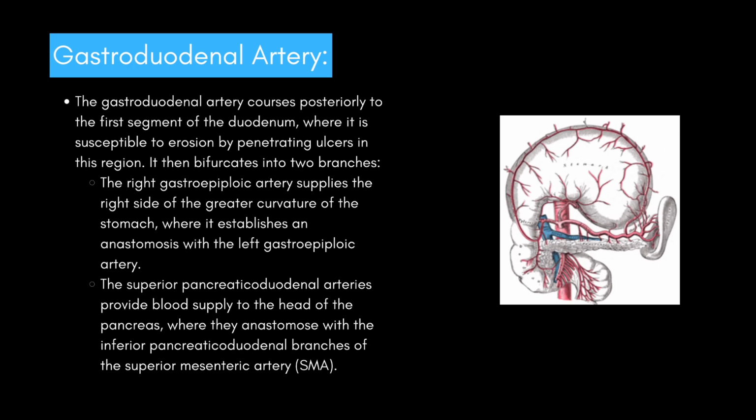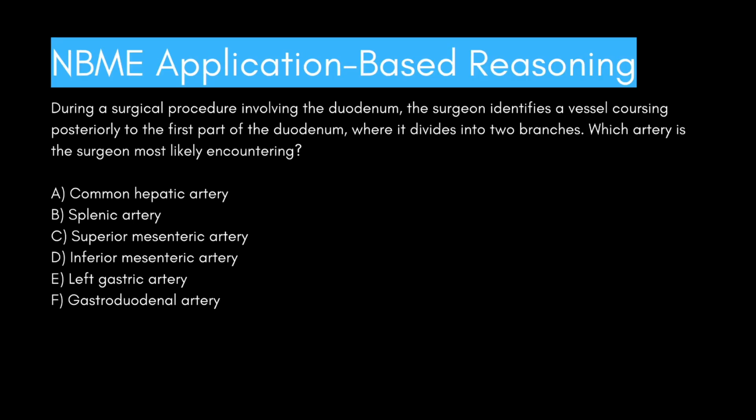Moving on. Let's go ahead and take a look at some questions. During a surgical procedure involving the duodenum, the surgeon identifies a vessel coursing posteriorly to the first part of the duodenum, where it divides into two branches. Which artery is the surgeon most likely encountering?